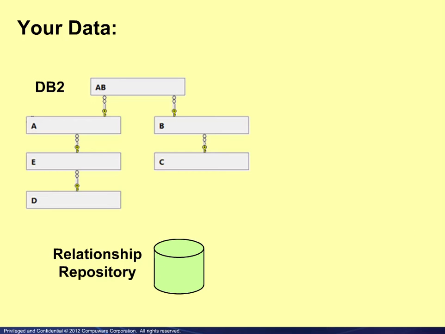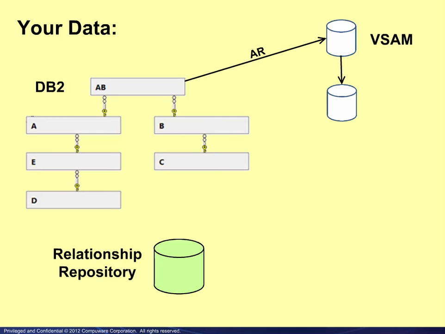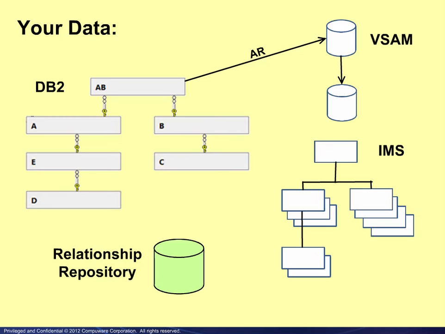Extending the data types beyond DB2, for those using related VSAM keyed files, application relationships may be defined between DB2 and VSAM, as well as VSAM to VSAM, for inclusion in the extract processing. Similarly, for those with IMS databases, application relationships may be defined between DB2 and IMS to include IMS root segment key values in the extract.